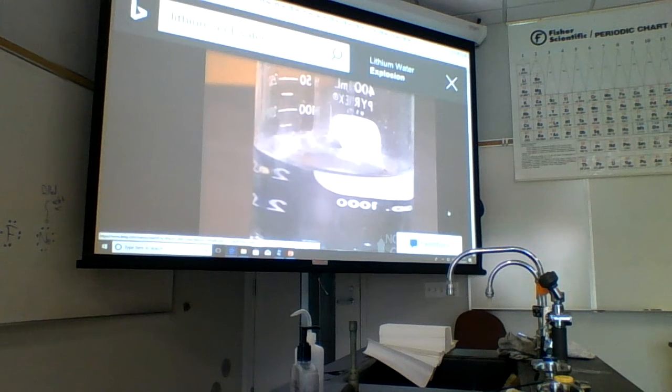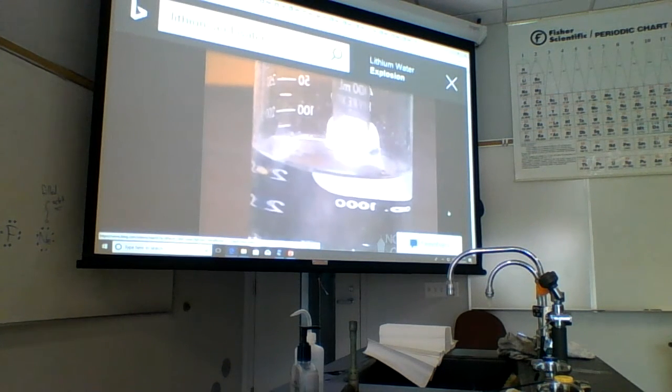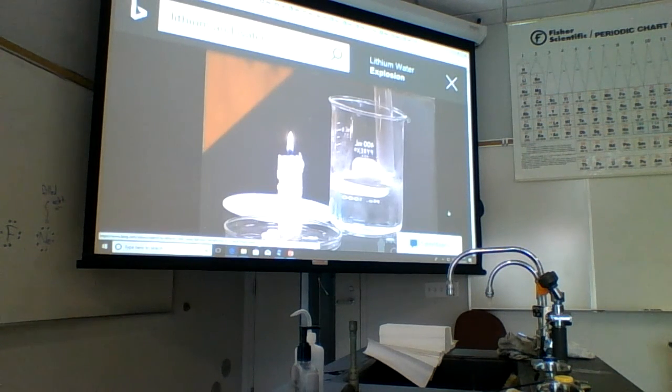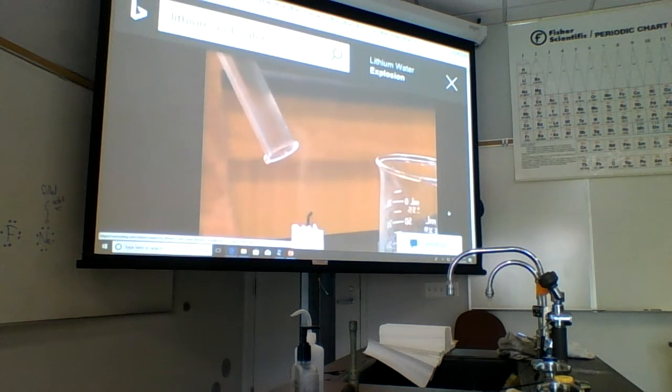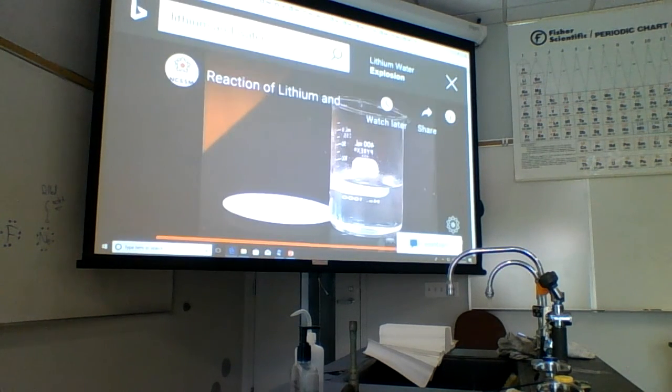If we trap some of the gas in a test tube, we can test that the gas is actually hydrogen by testing its flammability. We can test that lithium hydroxide is indeed produced here.